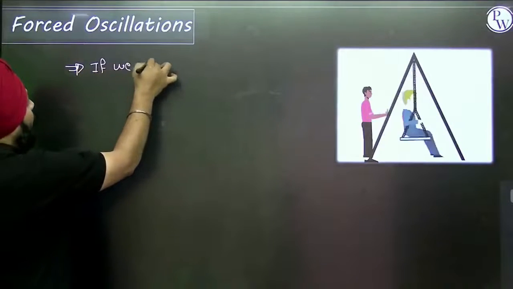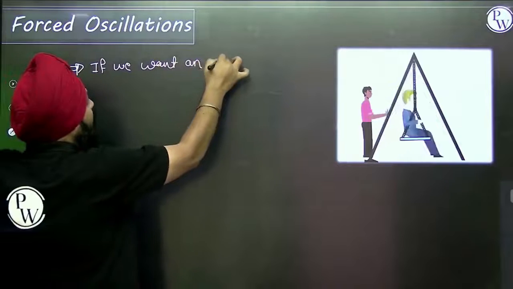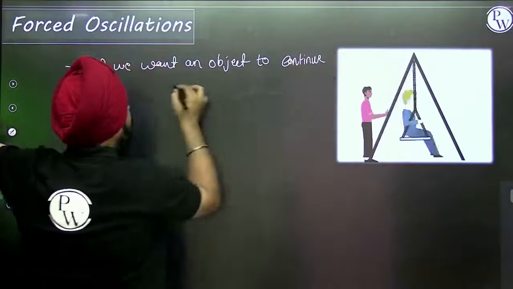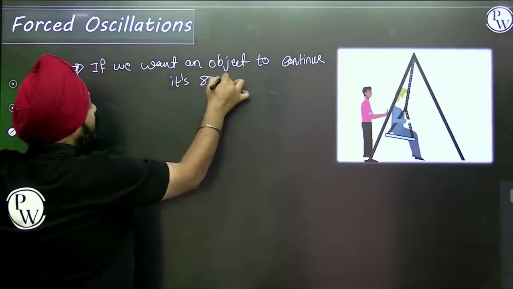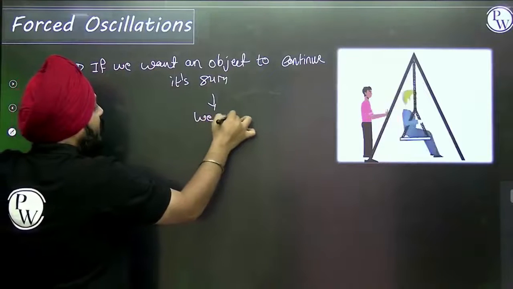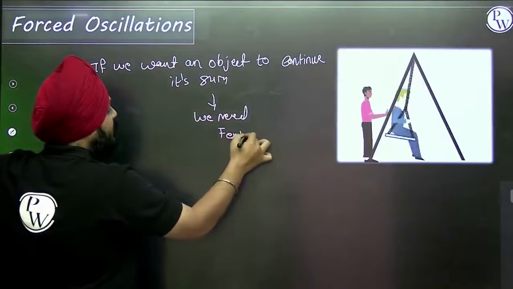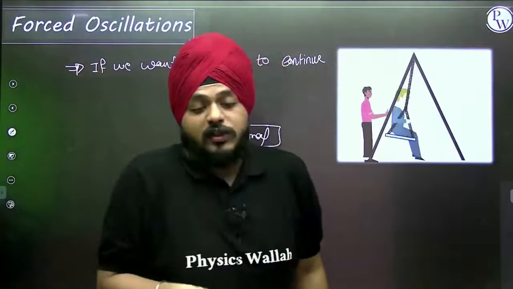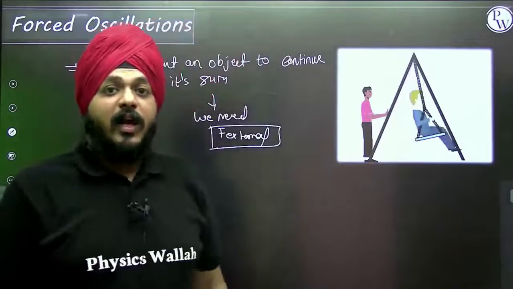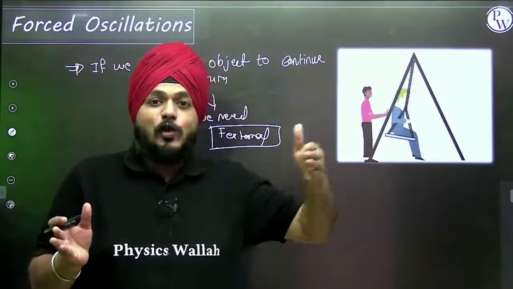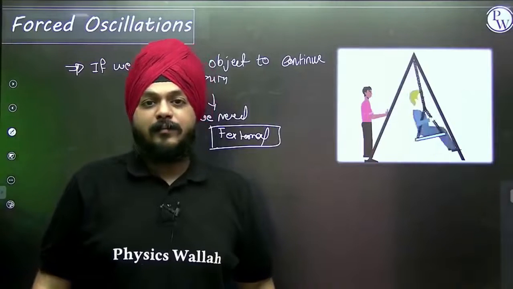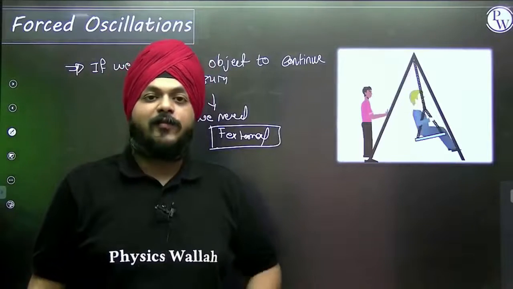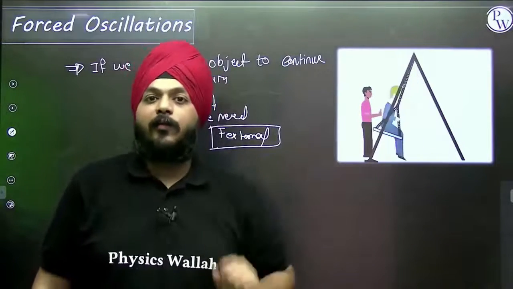If we want an object to continue its SHM, we need external forces, and here comes the concept of forced oscillation. If the total energy is slowly decreasing with respect to time, finally it gets to 0 and the object stops.